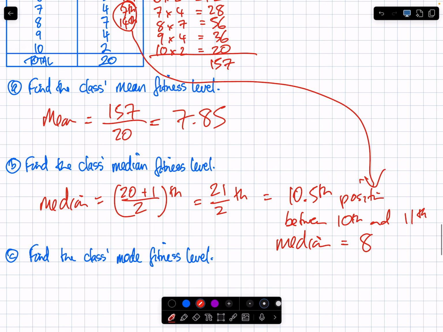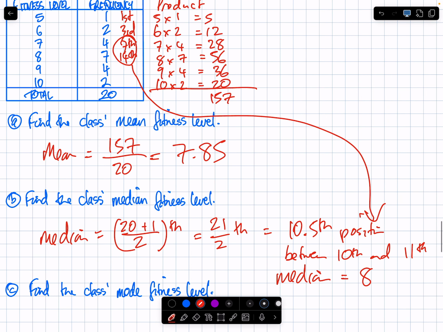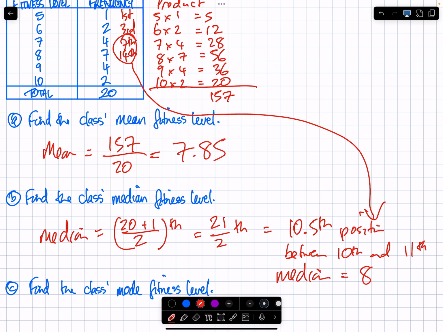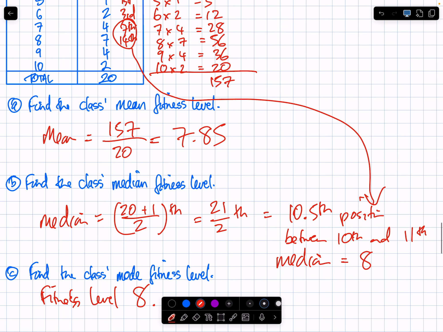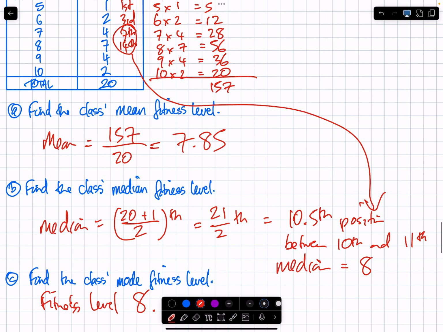Then lastly, mode. Mode is the most common. Which one is the most common fitness level? 8. Because the frequency was 7. So the class mode fitness level is 8, and they're all on average about 8. Yes, it's around 8. Okay? So I'll stop the recording there.